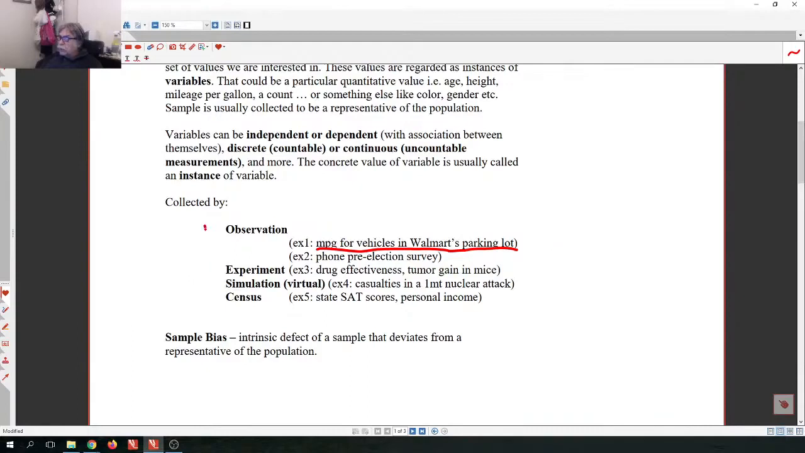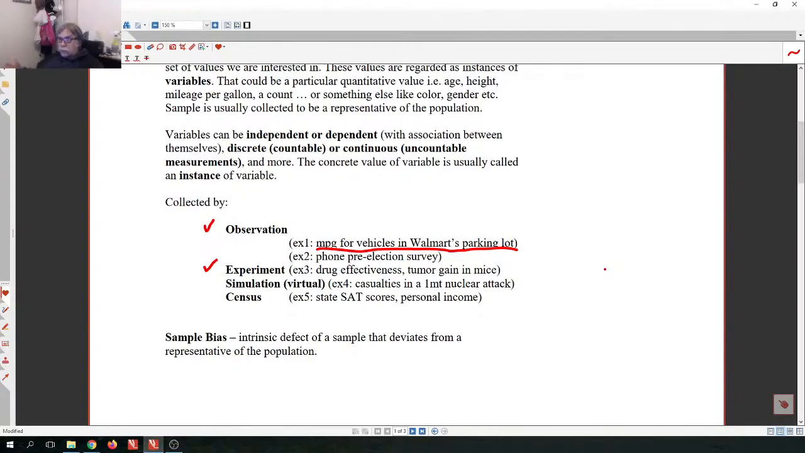We could also collect the data by using an experiment. An experiment is when the one who is collecting the data has a direct impact on the data, meaning there will be some changes in the data because of the person who is collecting it. So for example, we do that when we are testing the growth of a tumor in mice. I would probably inject mice with some genetic material that would create a tumor, and then we would measure the growth of that tumor.